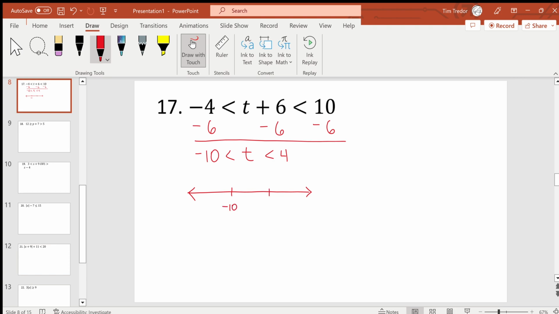In the correct order, lower numbers or more negative numbers go on the left, positive or greater numbers go on the right. And I'm going to simply shade between those 2 circles. For interval notation, our solutions go from negative 10 to positive 4. Parentheses on both because the circles are open. We're not including those values, we're just approaching them.